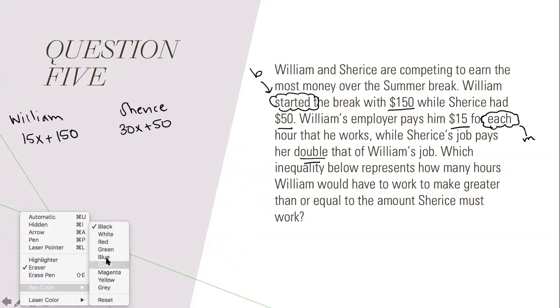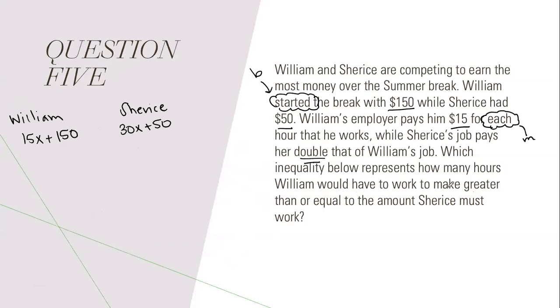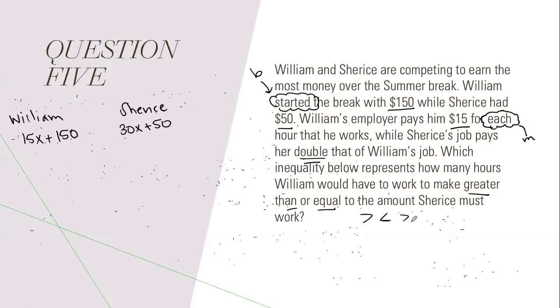So it said that William would have to make greater than or equal to the amount of Sharice. So I know this is the inequalities, the greater than, greater than or equal to, less than or equal to, gets kind of confusing. So if it says William's making greater than or equal to Sharice, that means the bigger part of the inequality sign should be facing William. And then equal to, I put the line underneath.